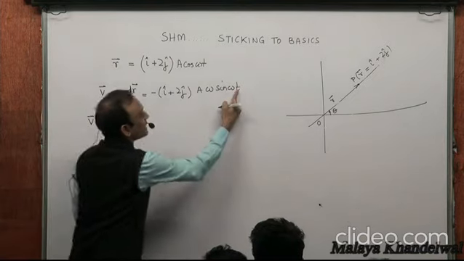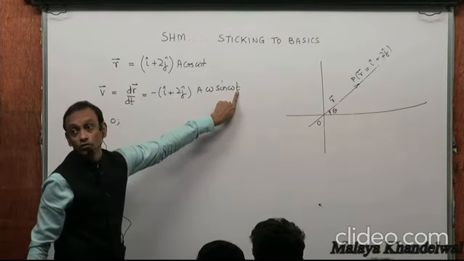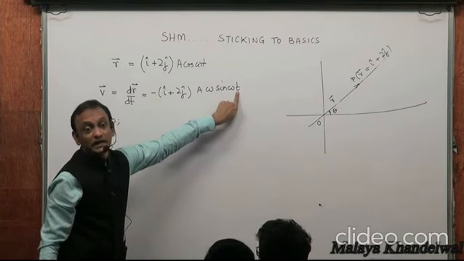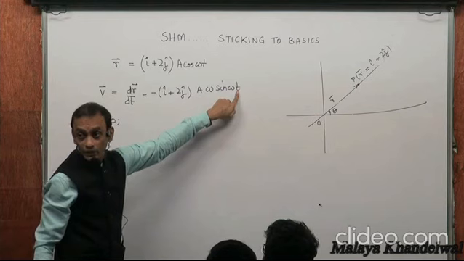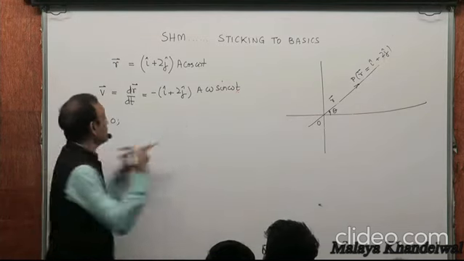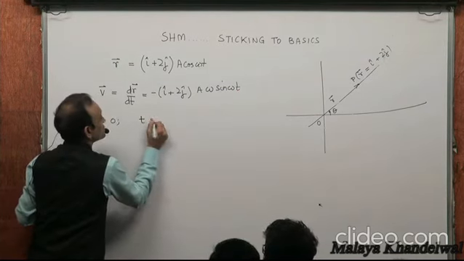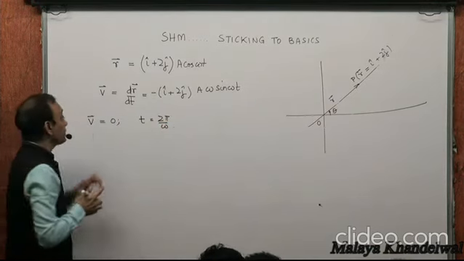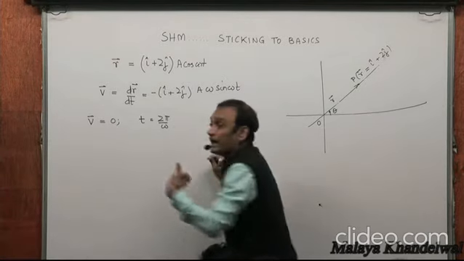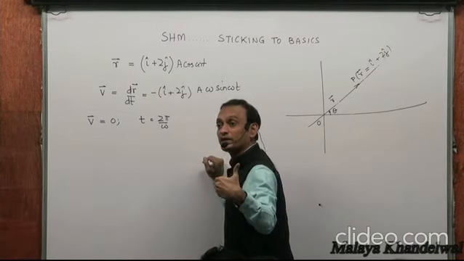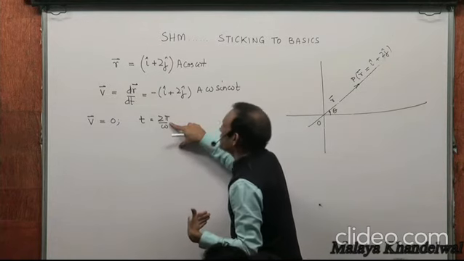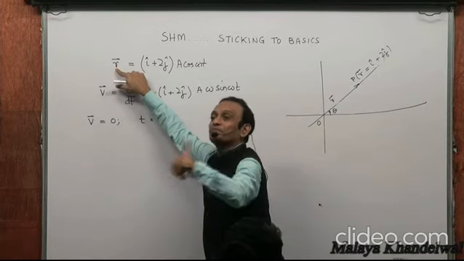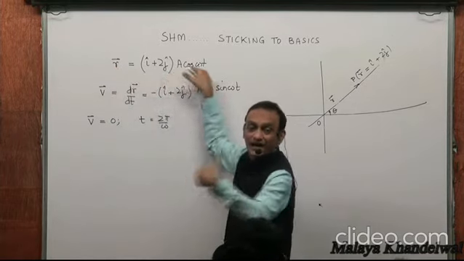So velocity is 0 when v is 0. It happens, say, at t equal to pi by omega, or 2 pi by omega, for example, right? Say, one of the instances, t equal to 2 pi by omega. And this must happen at an amplitude position. That means when you plug in t equal to 2 pi by omega here, that will give me the position vector of the amplitude state.